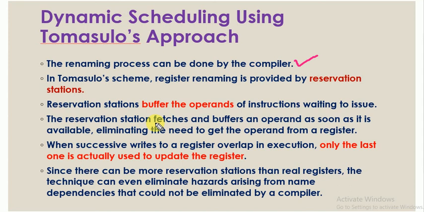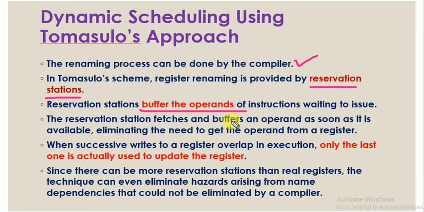And in the Tomasulo scheme, register renaming is provided by reservation stations. So this is one of the major terms used with Tomasulo's approach: the register renaming. By using the Tomasulo approach, the register renaming can be automatically done with the support of reservation stations. We will see reservation stations, and what the contents of reservation stations are and how they work, later. Now, the major contents of reservation stations are that it buffers the operands of instructions waiting to issue. It will store all the required operands, the input data that is required for the remaining set of instructions that are stored inside the reservation stations.